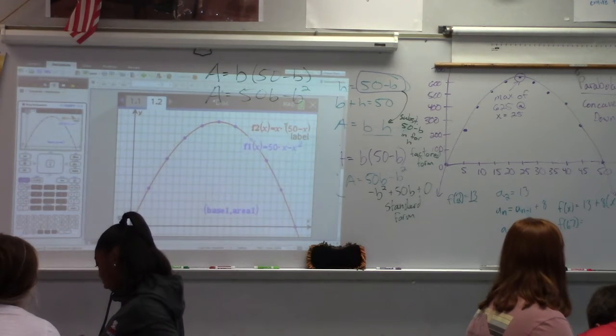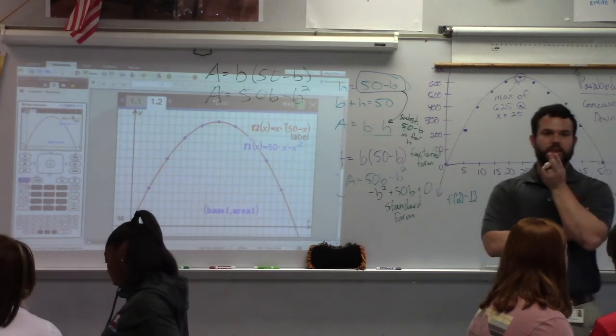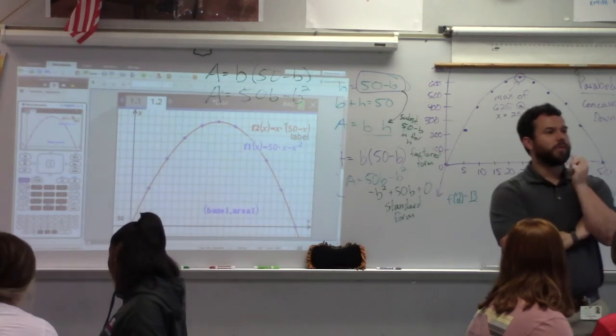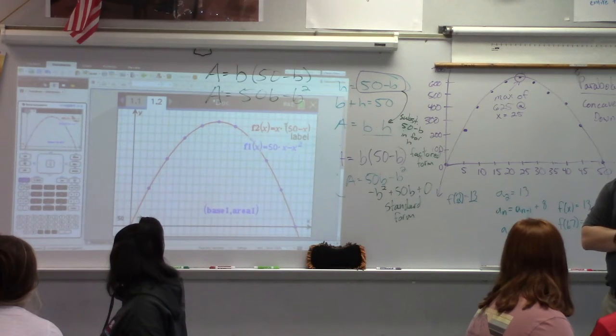What defined a linear function? Constant additive rate of change. What defined the exponential function? Constant multiplicative rate of change. So the rate of change. What's the rate of change for a quadratic?